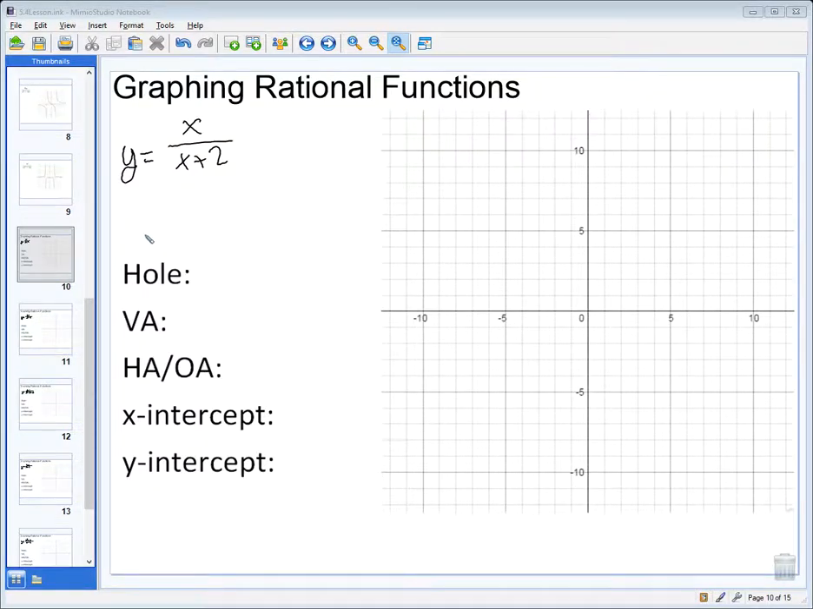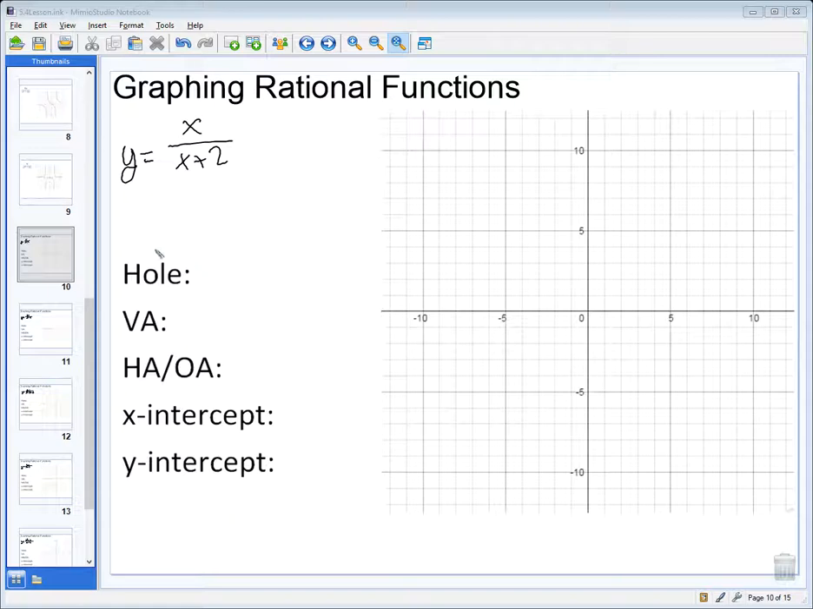Today we're graphing rational functions, and we're going to graph y equals x over x plus 2. We're going to have to find the hole, the vertical asymptote, the horizontal or oblique asymptote, depending on which one it is. I'll remind you how to find the x-intercept and how to find the y-intercept.